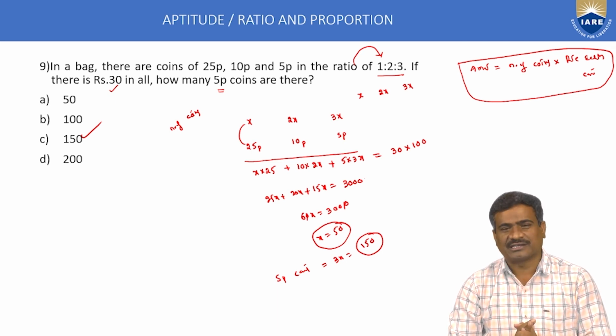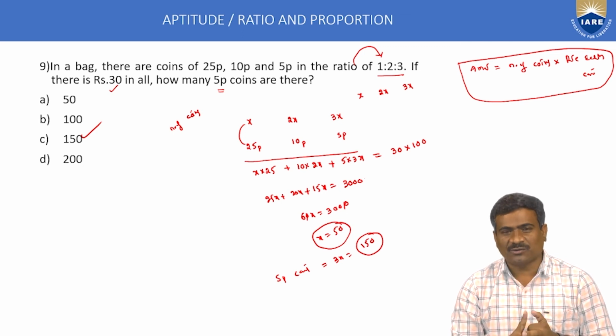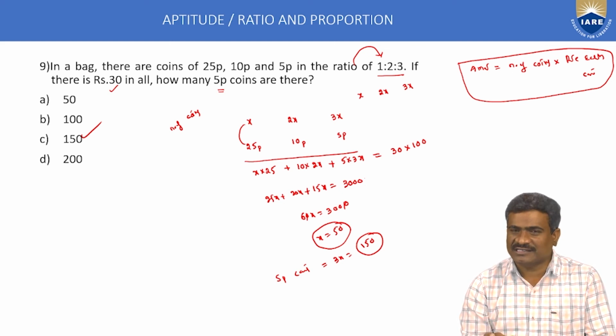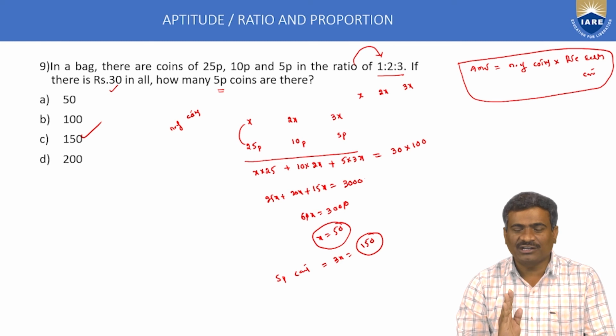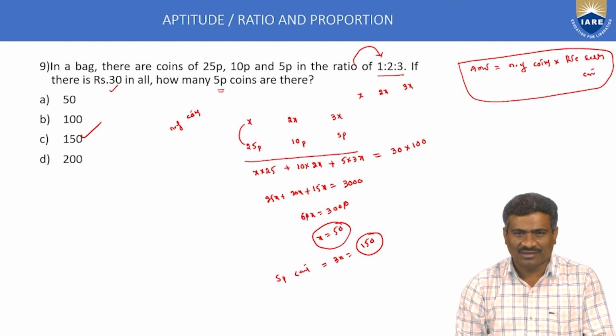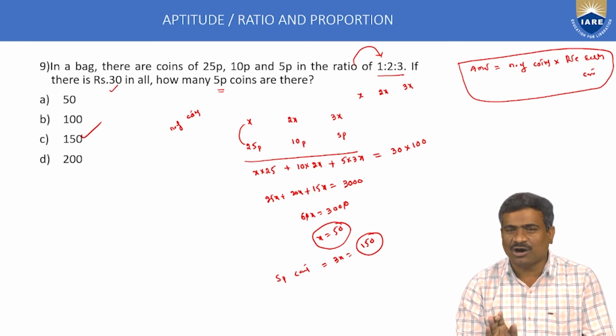150 only correct. Again, second example. Calculate 25 paisa amount. 25 paisa coins x only, that is 50. 25 paisa coins amount 25 into x. Next 10 paisa coins amount: 2x into 10. 5 paisa coins amount: 3x into 5.